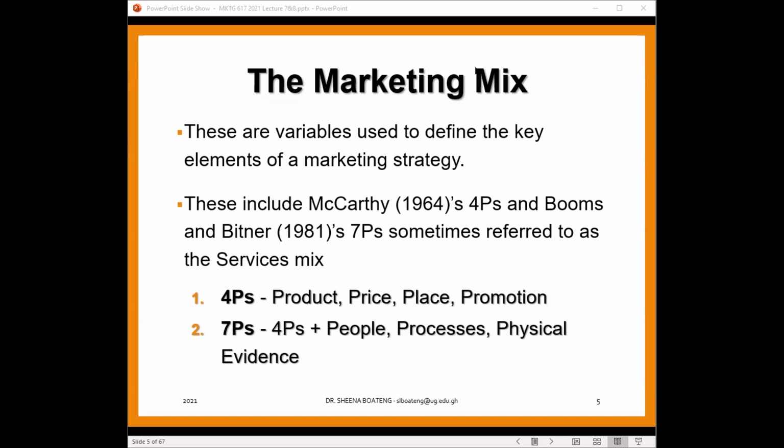So in the marketing of physical goods, the 4 P's are generally applied. However, in the marketing of services, the 7 P's, which include the 4 P's and 3 additional P's, as propounded by Booms and Bitner in 1981, are those that are applied. And therefore, this set of 7 P's is also referred to as the services mix.